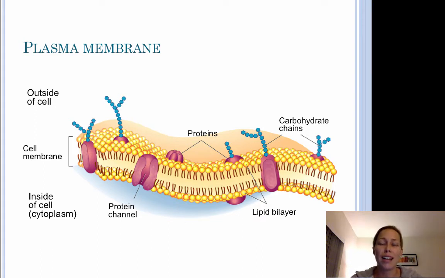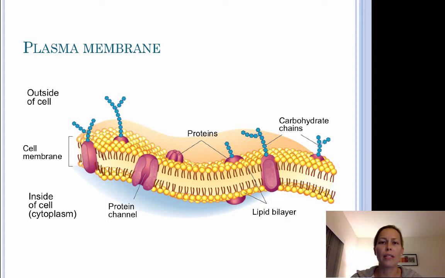The substances that can freely pass through the membrane are small molecules such as oxygen or carbon dioxide, even water. And things that can't pass through the membrane are things like ions, anything that is hydrophilic, and of course large molecules are definitely not going to be able to pass through the plasma membrane.